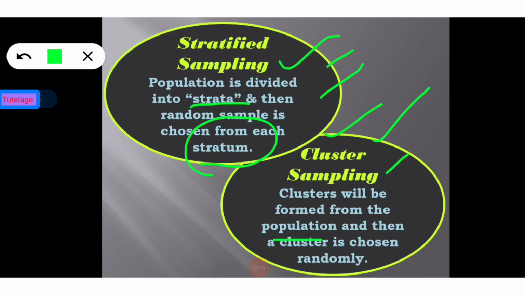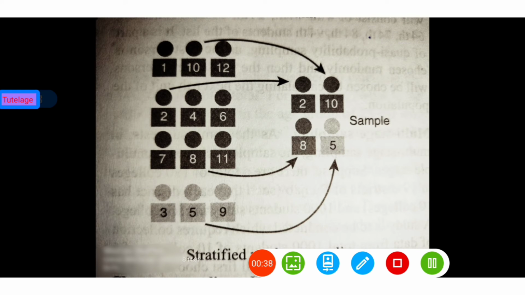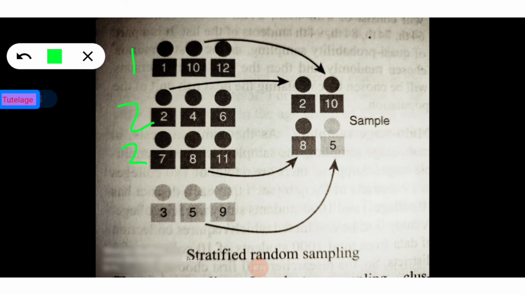I think this is clear. So now move on to the next slide. Here we can see the pictorial explanation of stratified random sampling. And we all know the basic meaning of stratified random sampling. In this type of sampling, the total population is divided into strata. Here we can see there are four strata, 1, 2, 3 and 4. Then random samples are chosen from each stratum.